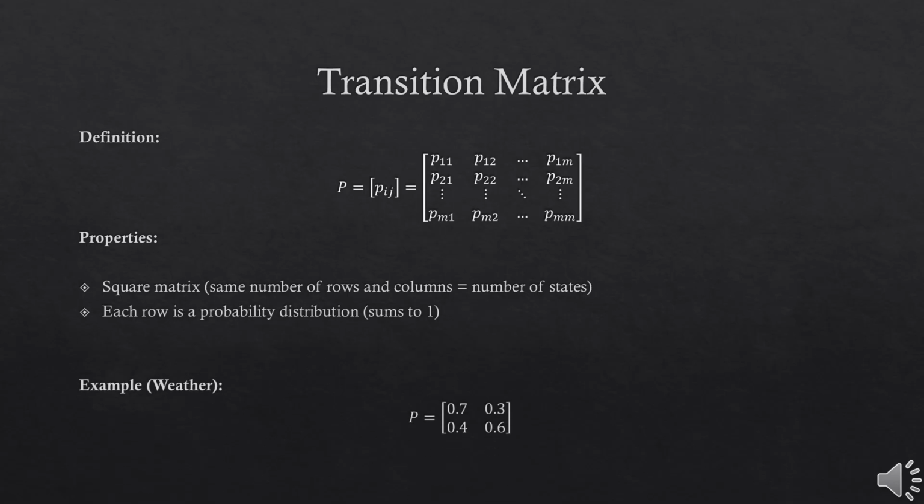Instead of listing probabilities separately, we organize them into a transition matrix. Each row represents the current state, and each column represents a possible future state. Every row must sum to 1 because it contains a complete probability distribution. The transition matrix is extremely important because it fully describes the dynamics of a Markov chain. Once this matrix is known, we can analyze future behavior, calculate long-run properties, and predict how the system evolves over time.